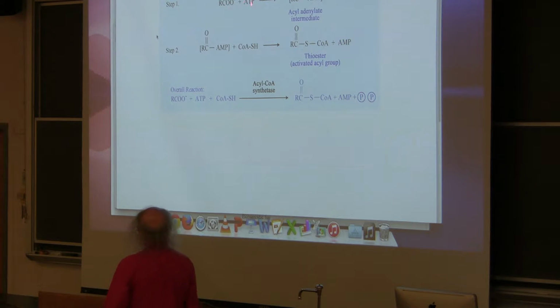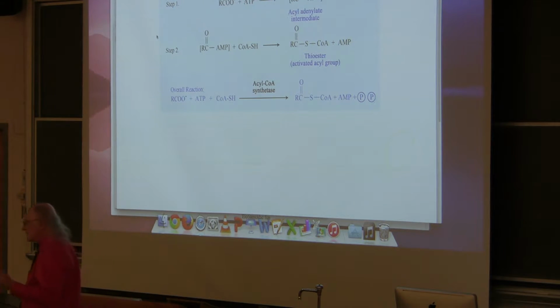What happens? Well, fatty acids by themselves in a cell are problematic. Anybody know why they're problematic? Speak up. They're partly hydrophobic. What else? How do we make a detergent?